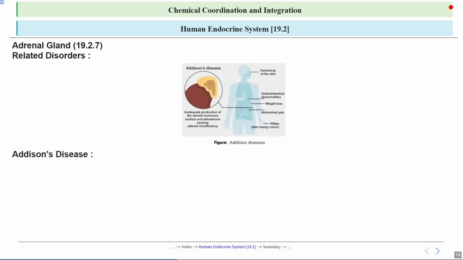Addison's disease. This disease is a condition where the adrenal glands do not produce enough of certain hormones, mainly cortisol and aldosterone, which are very important for regulating metabolism, blood pressure, and the body's response to stress. This happens due to damage to the adrenal glands, often caused by an autoimmune disorder where the body's immune system attacks them. People with Addison's disease may experience fatigue, weight loss, low blood pressure, and darkening of the skin. It is usually treatable with hormone replacement therapy to replace the missing hormones.